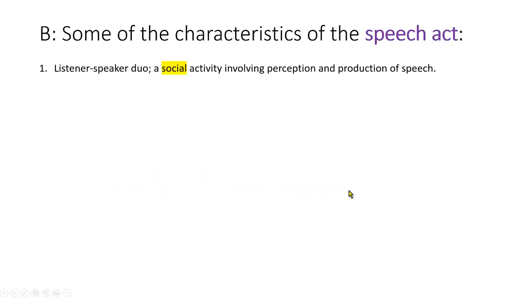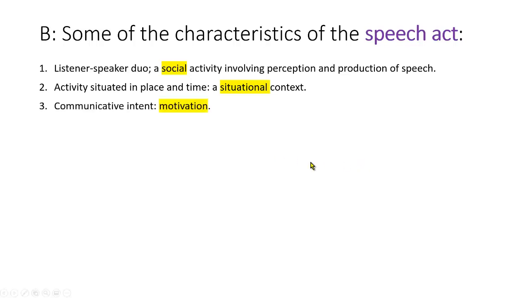One is that there's an interactivity, a listener and speaker duo, a social activity involving perception and production of speech. It's actively situated in a place and a time. There's a situational context. There's a communicative intent, that motivation to speak because you want to get across a message or an instruction or a question. You've got something to communicate. There has to be some sort of content. You can't teach it in a void. There has to be a message.